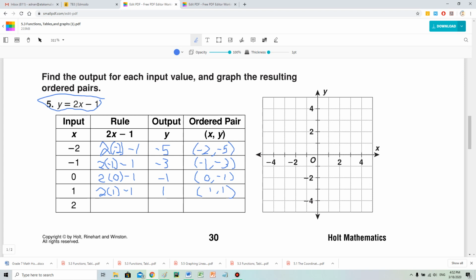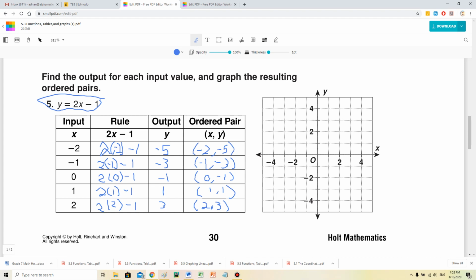Okay, and the last one is going to be 2 times 2 minus 1. 2 times 2 is 4, minus 1 is 3. So we're going to get (2, 3). And what we can do now is plot the points. We have our points here. Let's just double check to make sure. All right, so 2 times -2, yeah, -5, good. 2 times -1 is -2, minus 1, -3, good. 2 times 0 is 0, minus 1 is -1, good. And 2 times 2 is 4 minus 1, good, perfect. And our points seem to be in line.